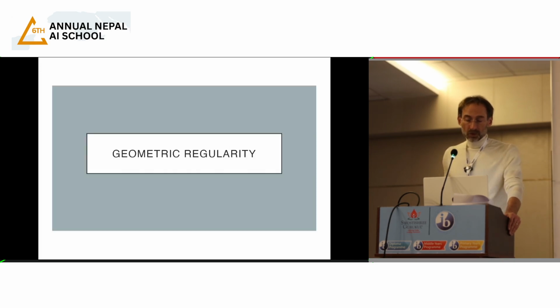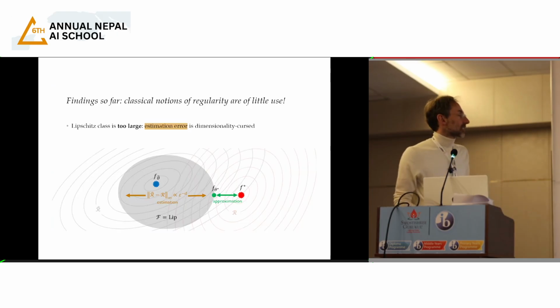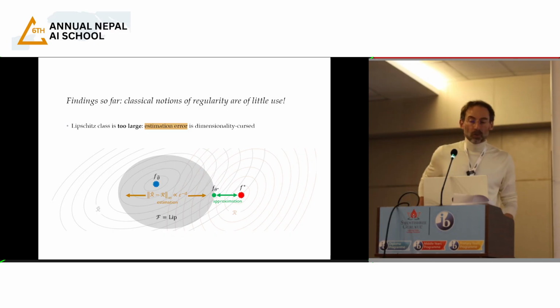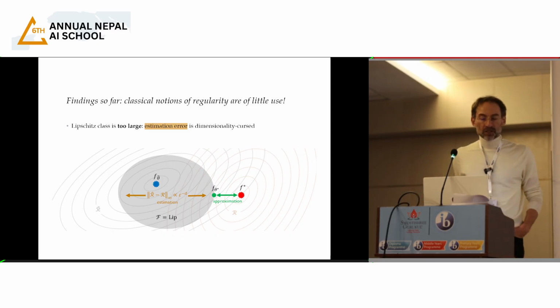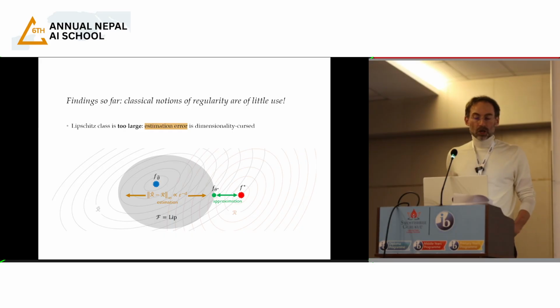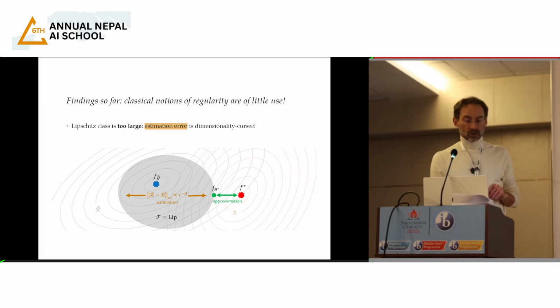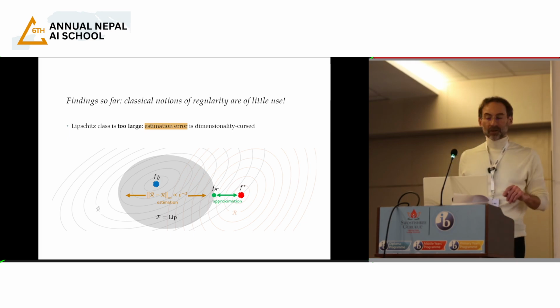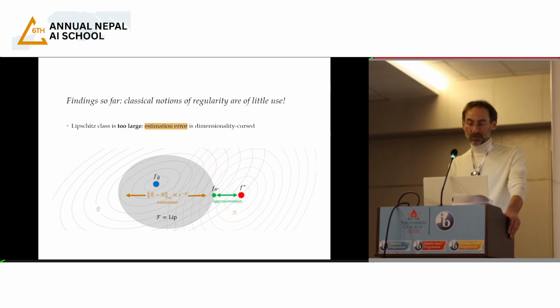Okay, so this brings us to the topic of geometric regularity, and this will be the topic of the further investigation. Let's just summarize the findings so far. Remember, we had these two errors: the approximation error and the estimation error, and we looked at one class of functions, Lipschitz functions. In a sense, the Lipschitz class is too large, so its estimation error is dimensionality cursed. Remember this example of why Lipschitz functions are problematic.